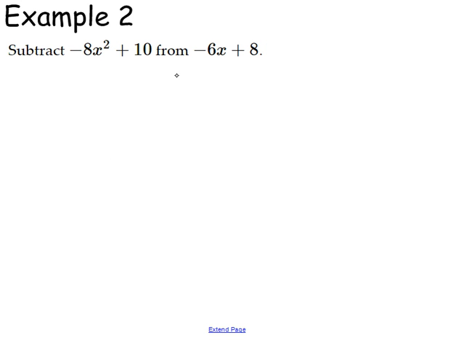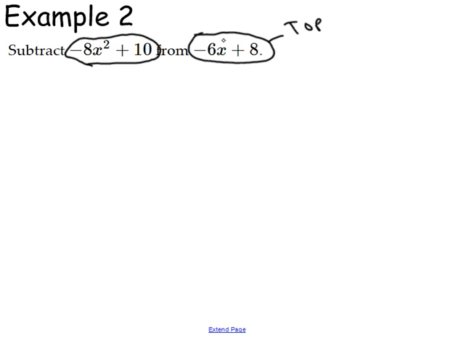Example 2. Subtract negative 8x squared plus 10 from negative 6x plus 8. Now look, since I'm subtracting this expression from this expression, when I stack, this has to be on the top, because this is being taken away from this expression. So this has to be on the top, and then this expression will be on the bottom. So let's write our top expression. We got negative 6x plus 8.